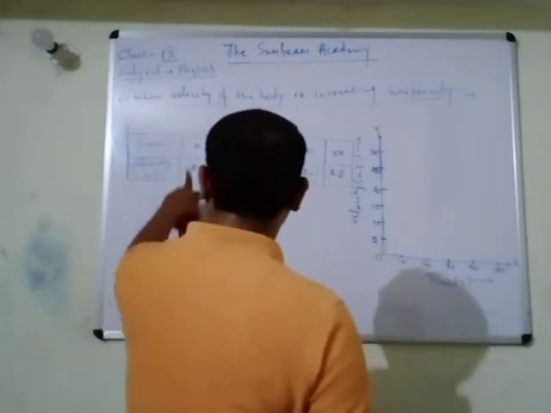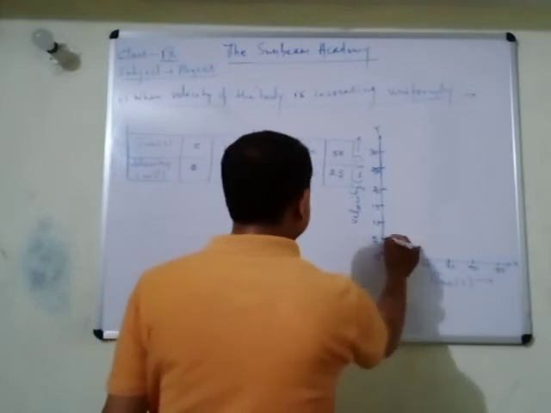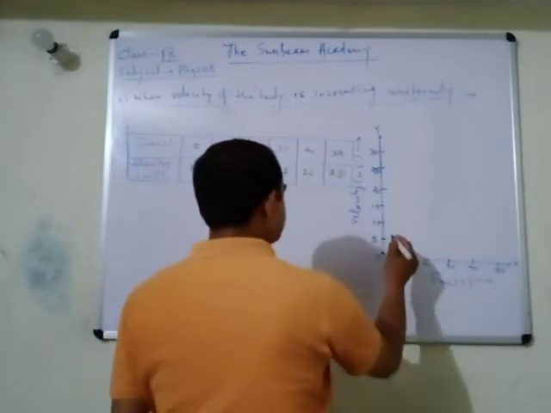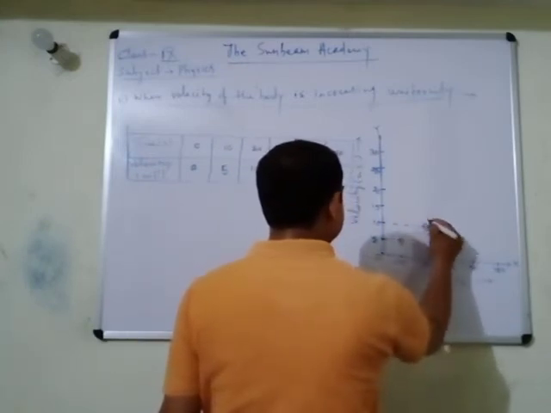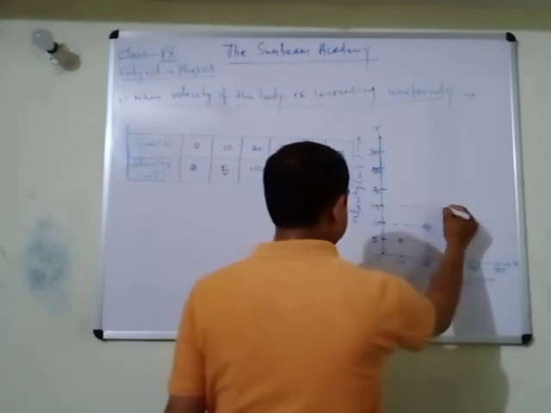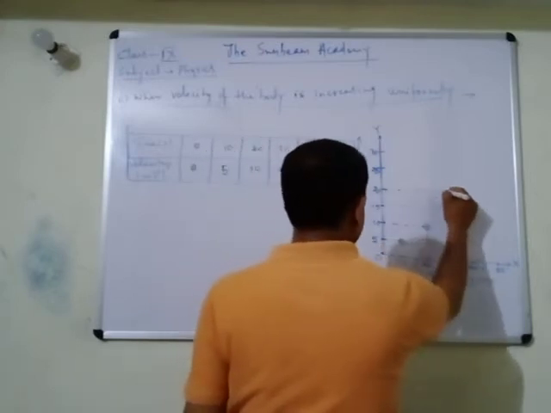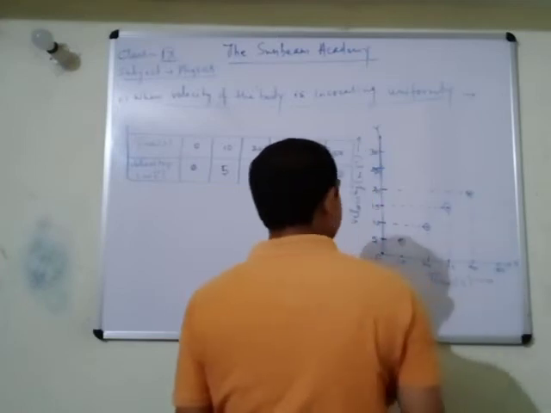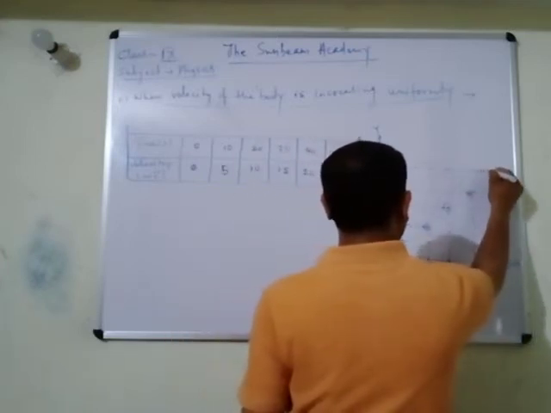First, when time was 0, velocity is 0. You will get to this point. When time is 10, velocity is 5. You will get to this point. When time is 20, velocity is 10. When time is 30, velocity is 15. When time is 40, velocity is 20. When time is 50, velocity is 25.